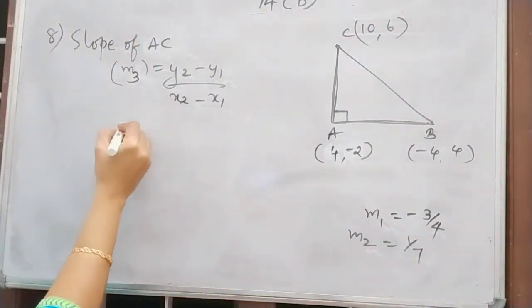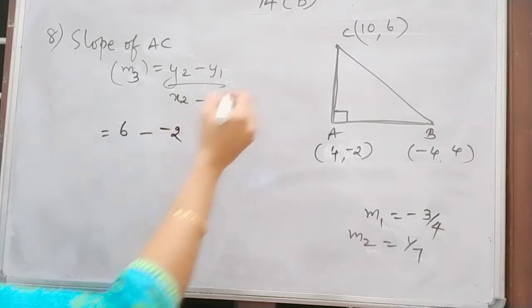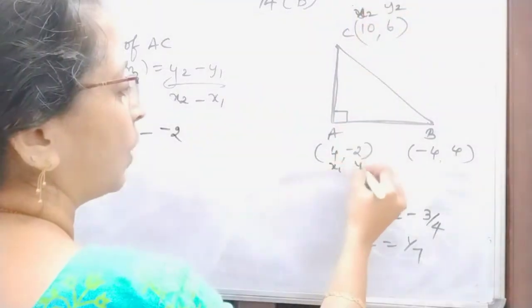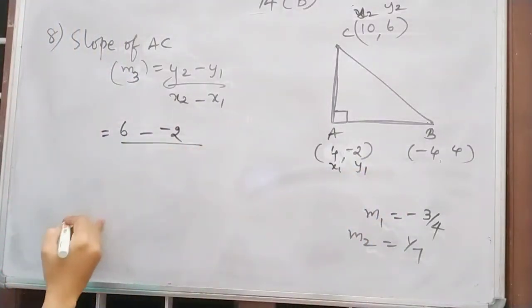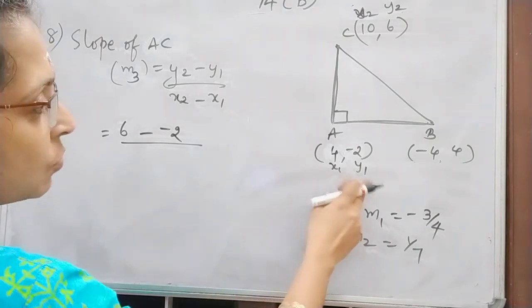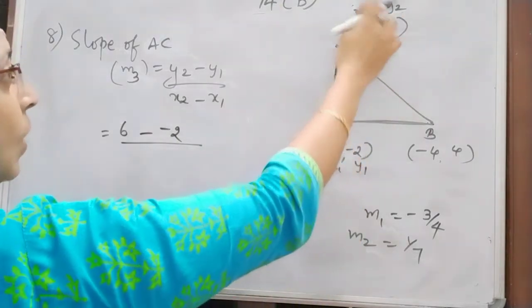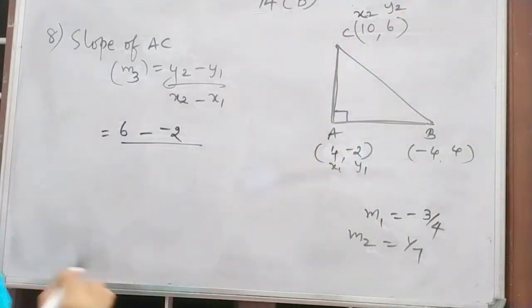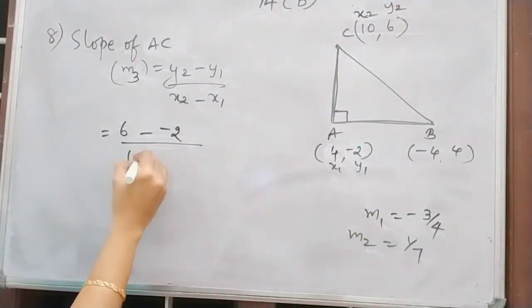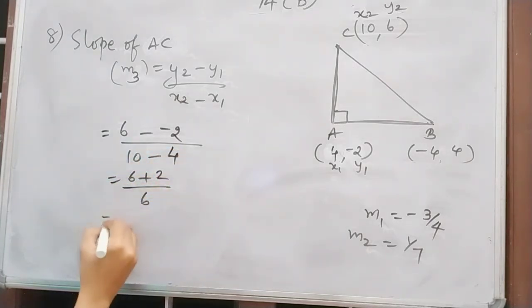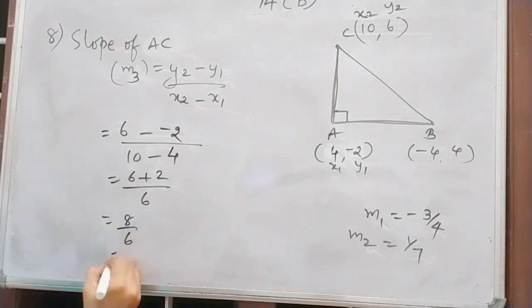So 6 minus negative 2 is y2, this is x2. This is x1, y1. The slope is y2 minus y1 divided by x2 minus x1. You can take either point as x2, y2 and the other as x1, y1. I took this as x2, y2 since it is bigger. So 6 minus negative 2 divided by 10 minus 4, that is 6 plus 2 divided by 6, that is 8 by 6, which is equal to 4 by 3.